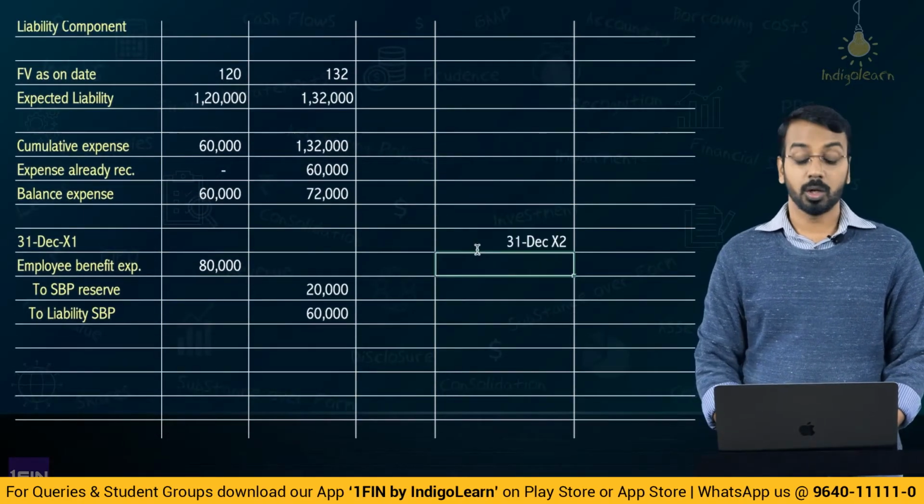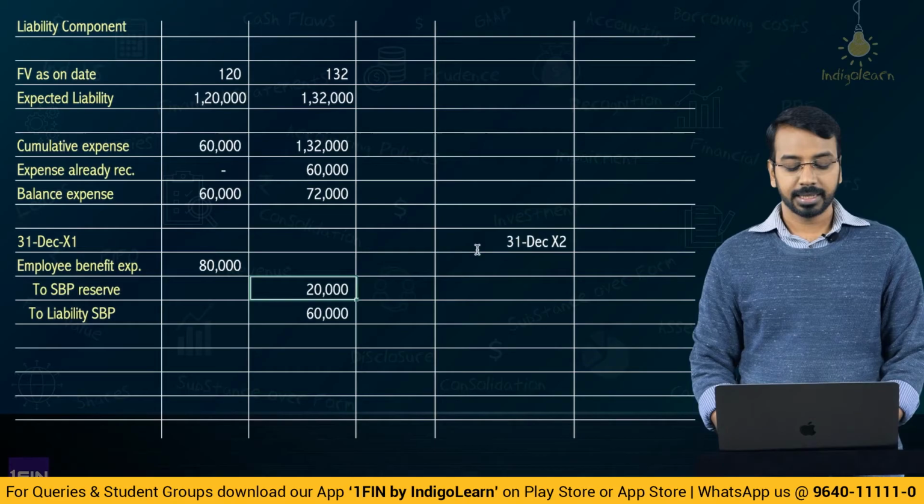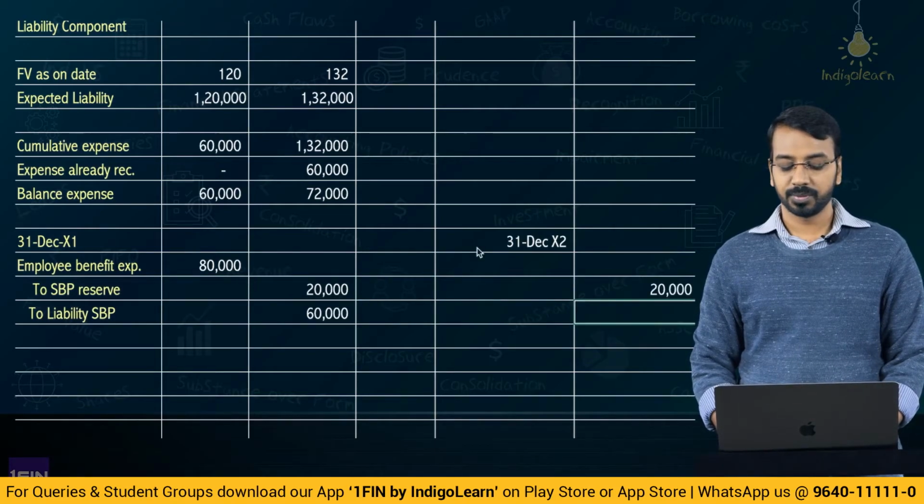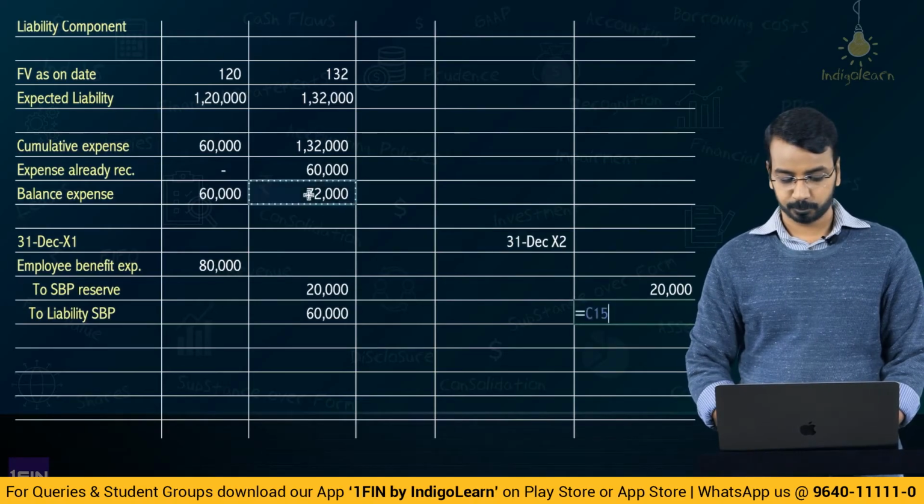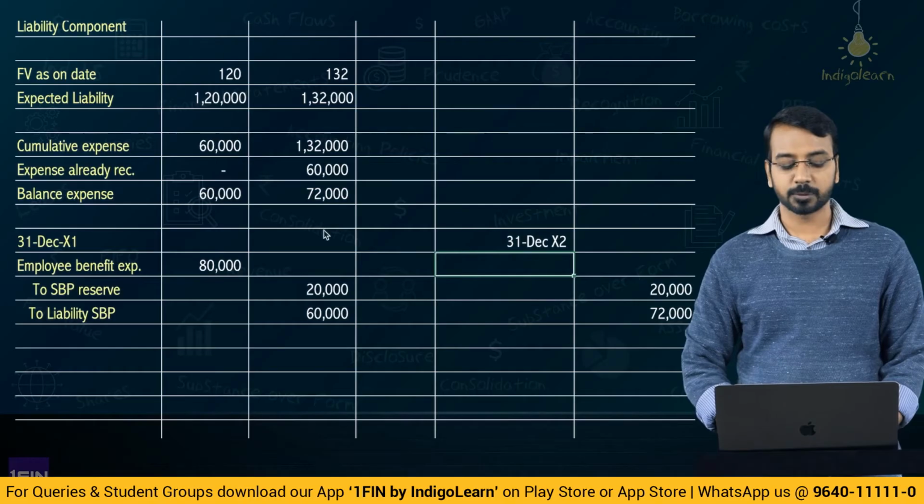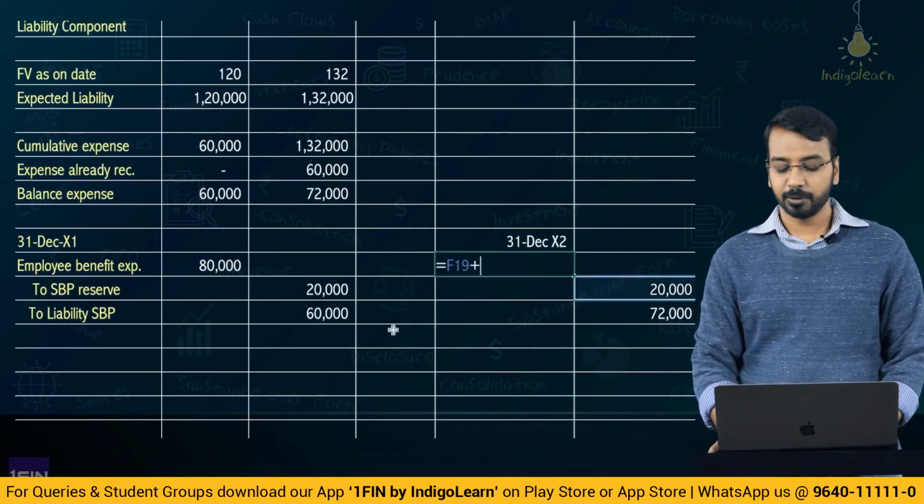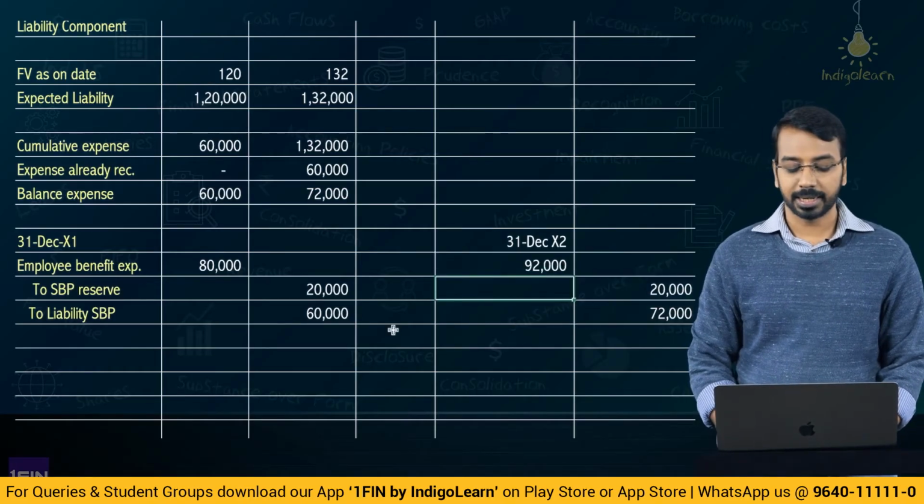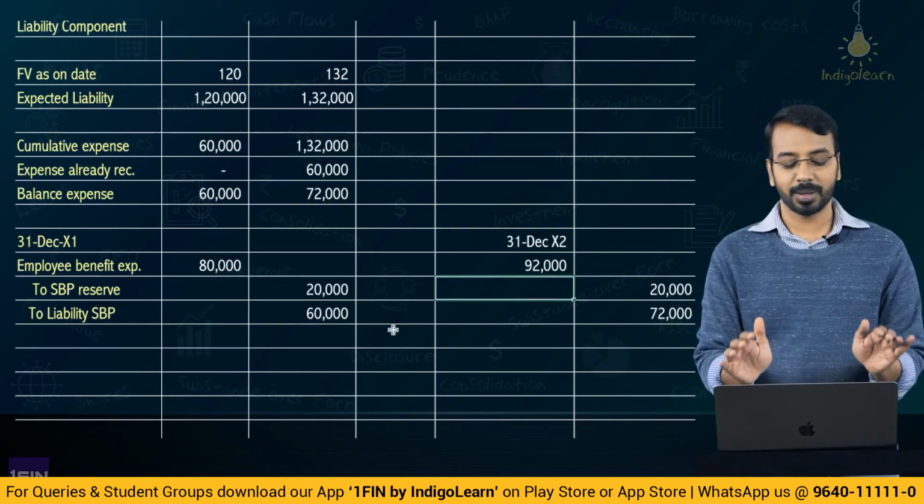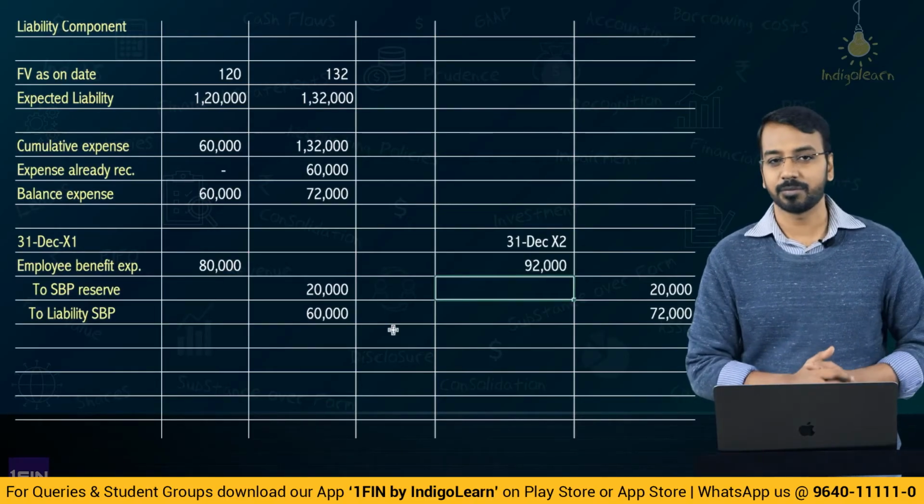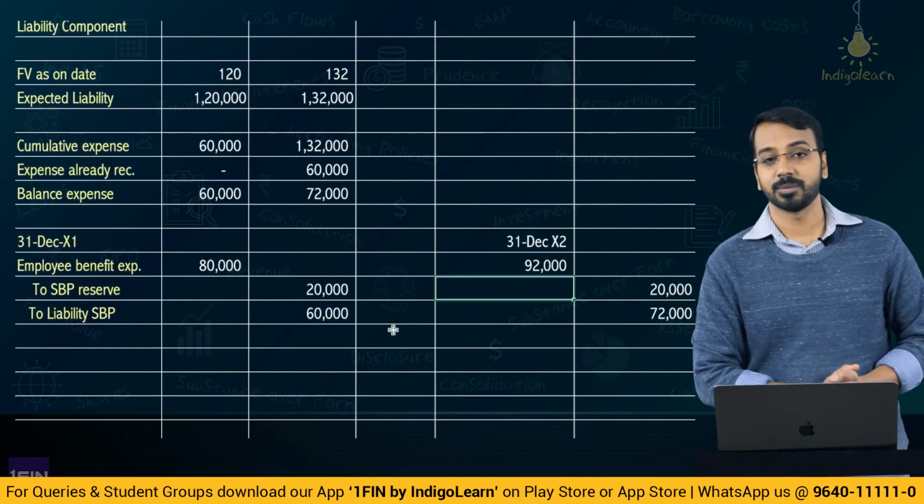Then on 31st of December of year 2, SBP reserve will be 20,000. Liability for SBP will be 72,000. And the total expense will be 20 plus 72, 92,000, right? So this is how you will pass the entry as at end of 31st December of year 1 and as at end of 31st December of year 2.